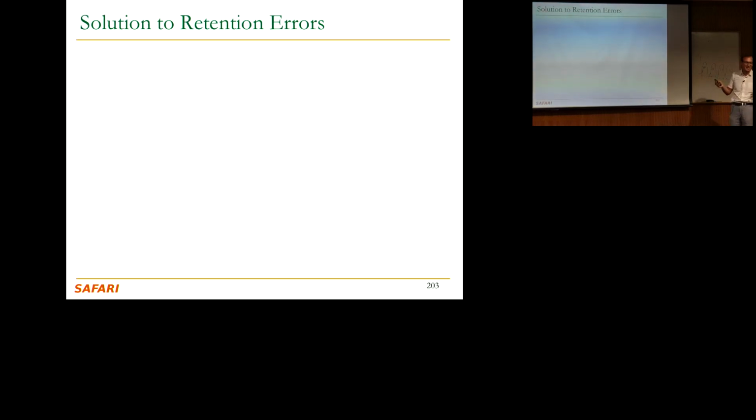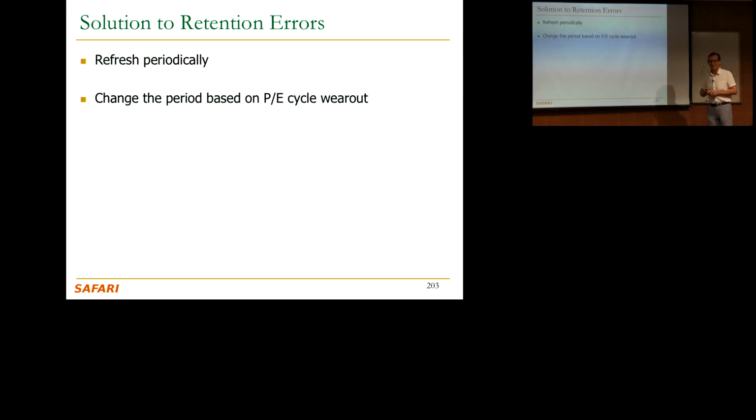So solution to retention errors. What is the solution? Basically refresh periodically. And change the period based on the program and erase cycle wear out. How you do the refresh is very interesting in Flash. So you refresh more often at higher program and erase cycles. You start with no refresh. After some time, you go into refreshing every week. After some time, every 3 days. After some time, every day. After some time, every hour, let's say. And you're close to the end of the lifetime as you keep refreshing.